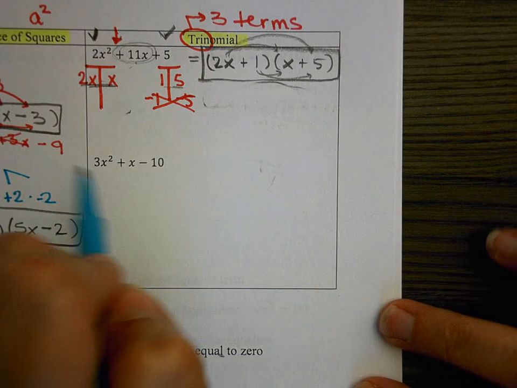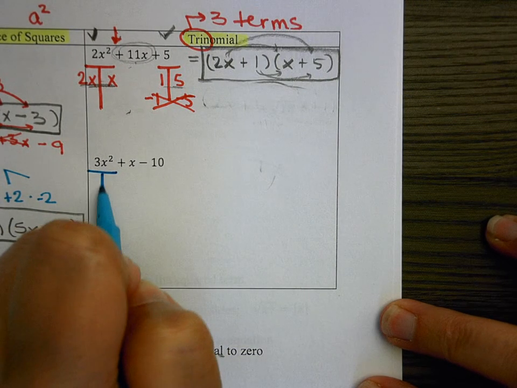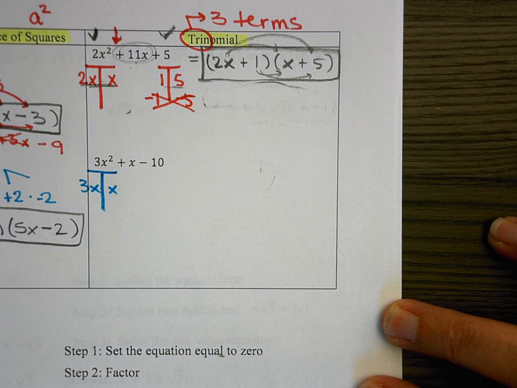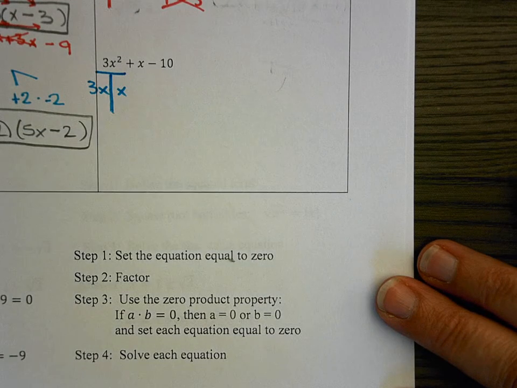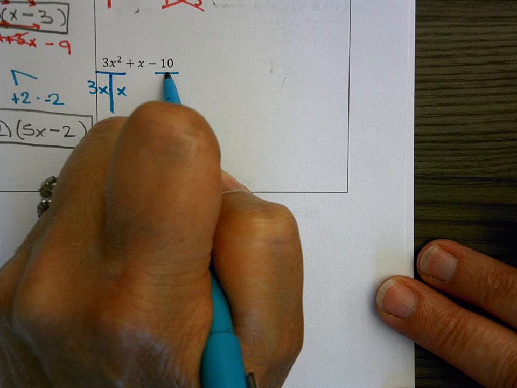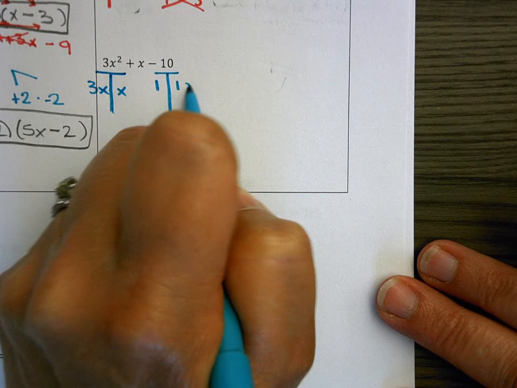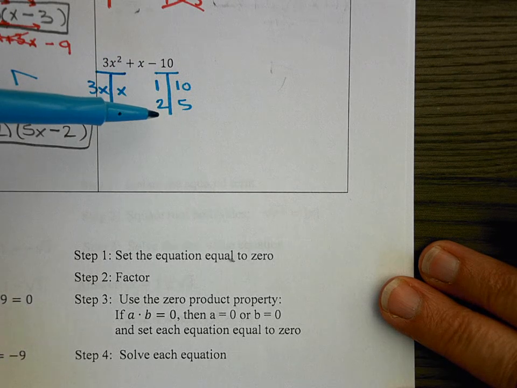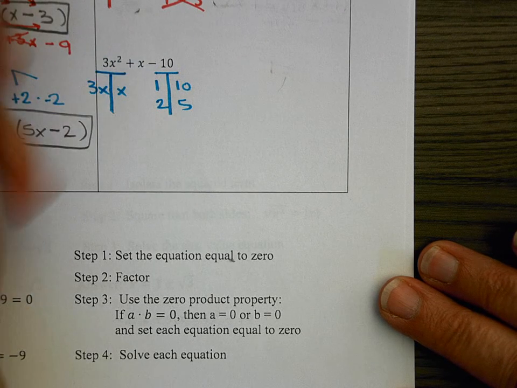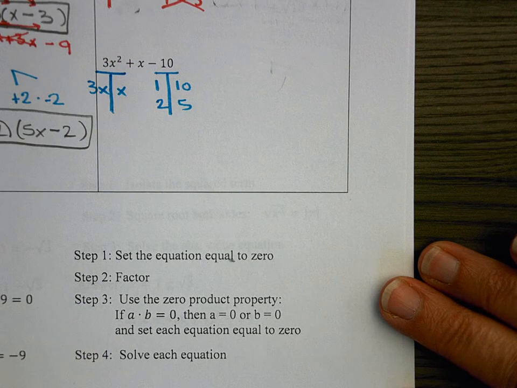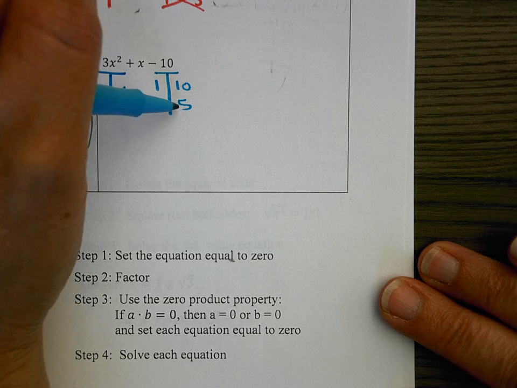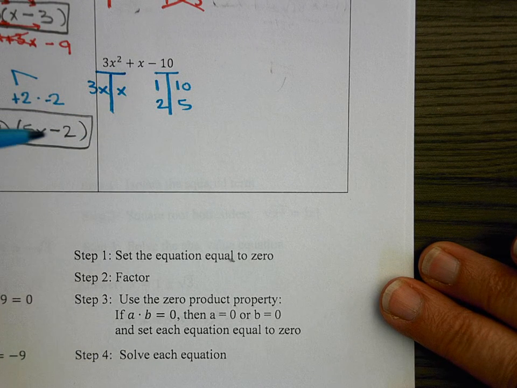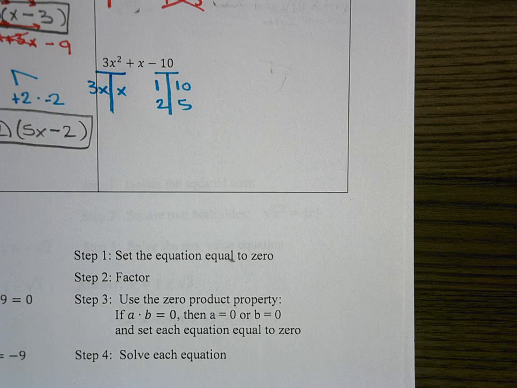So factors for 3x squared. The only possibility there is 3x and x, right? There is not another possibility. And then for the negative 10, it could be 1 and 10 or 2 and 5. And then one of these numbers has to be negative, right? That's the only way to get a negative 10 when I multiply. So I don't know which needs to be negative, and I'm not going to know until I get my factors started, in terms of that guess and check component.